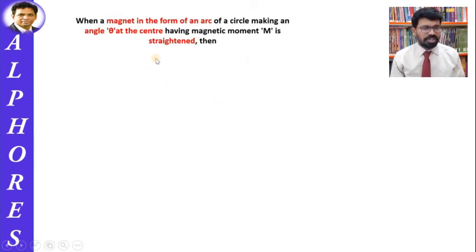Now let us talk about this one. When a magnet in the form of an arc of a circle making an angle theta at the center, having magnetic moment M, is straightened, then, so earlier what was the case?